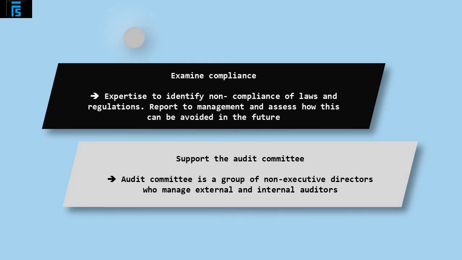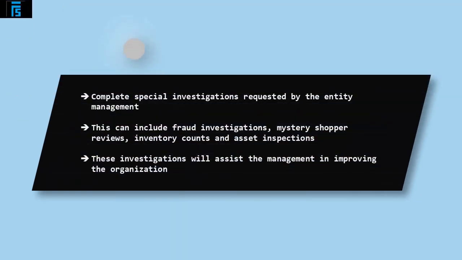They work with and support the Audit Committee. The Audit Committee is a group of non-executive directors who manage external and internal auditors. If internal auditors report to this committee, they improve independence from the board and also very often improve the effectiveness of decisions made of their work.